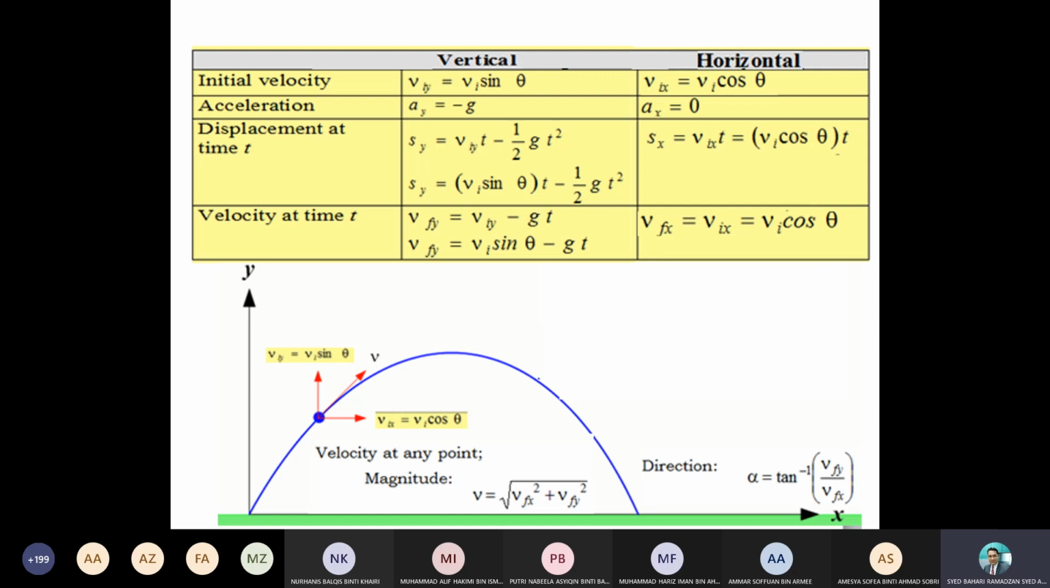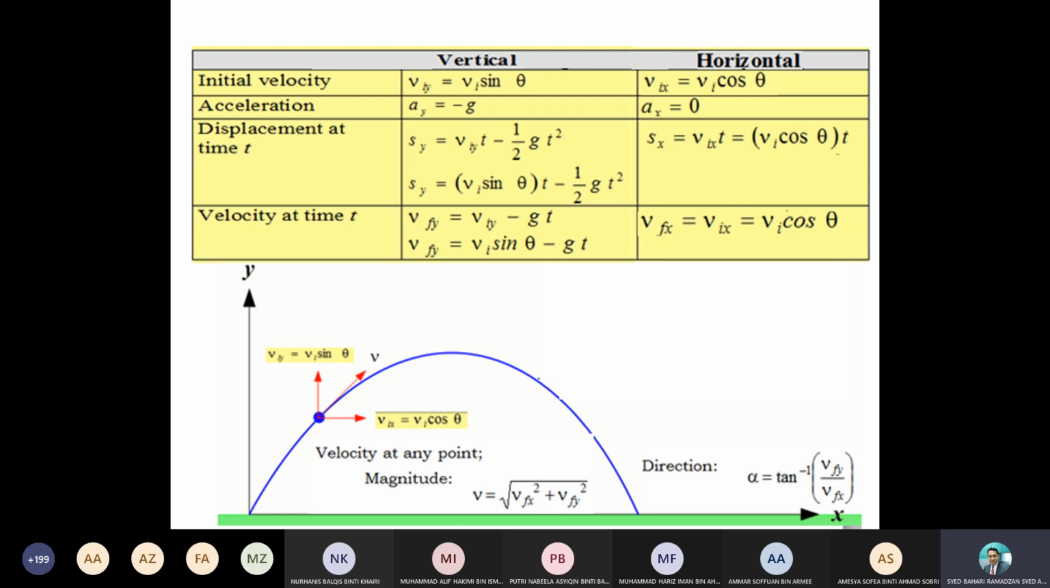So to calculate the velocity you combine v final x and v final y: v final x square plus v final y square, then you take the square root, and you have v. This is v final. And because it is a vector, you need to calculate the direction. The direction here we consider as an angle, so it is inverse tan of v final y over v final x. We consider it as an angle, so it is tan inverse here.